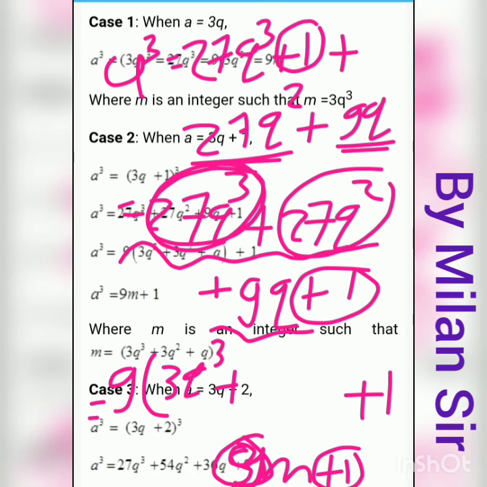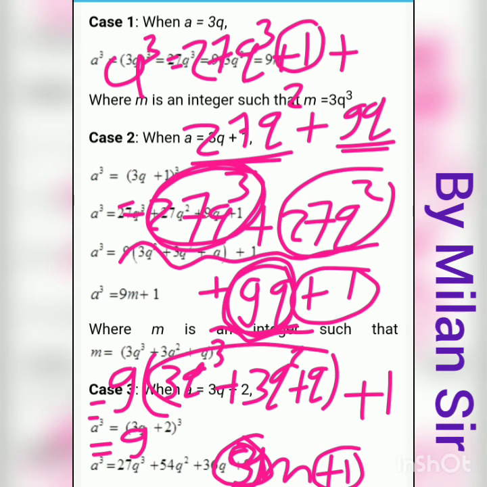Now in the second term, 27, so 9 3s are 27, and q square as it is, plus this third term 9q. 9 is already common, only q is remaining. So 9 in bracket: 3q square plus 3q square plus q, plus 1. Now in place of this bracket we take k, so 9k plus 1. This is the form of 9m plus 1. Otherwise directly we can take this bracket equals to m. If you do not want to take k, then directly you can take m. So this is the form of 9m plus 1, otherwise 9k plus 1.